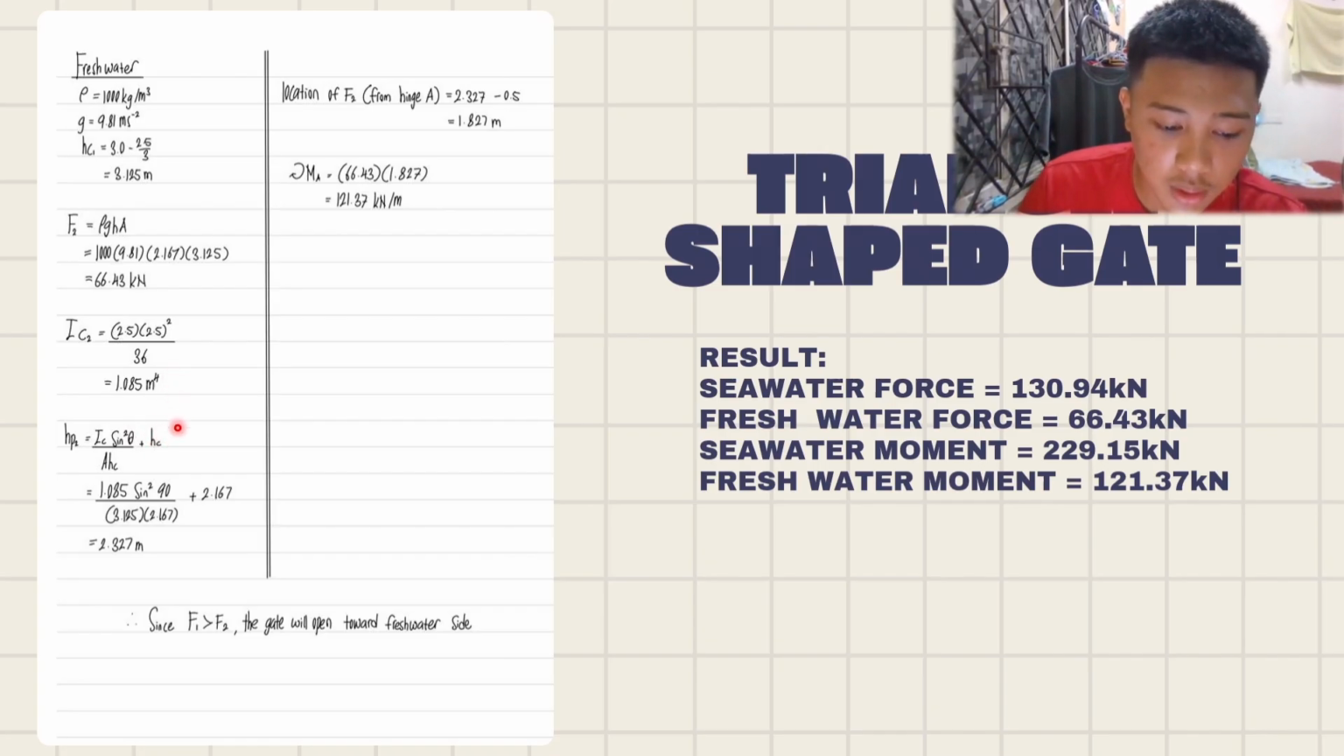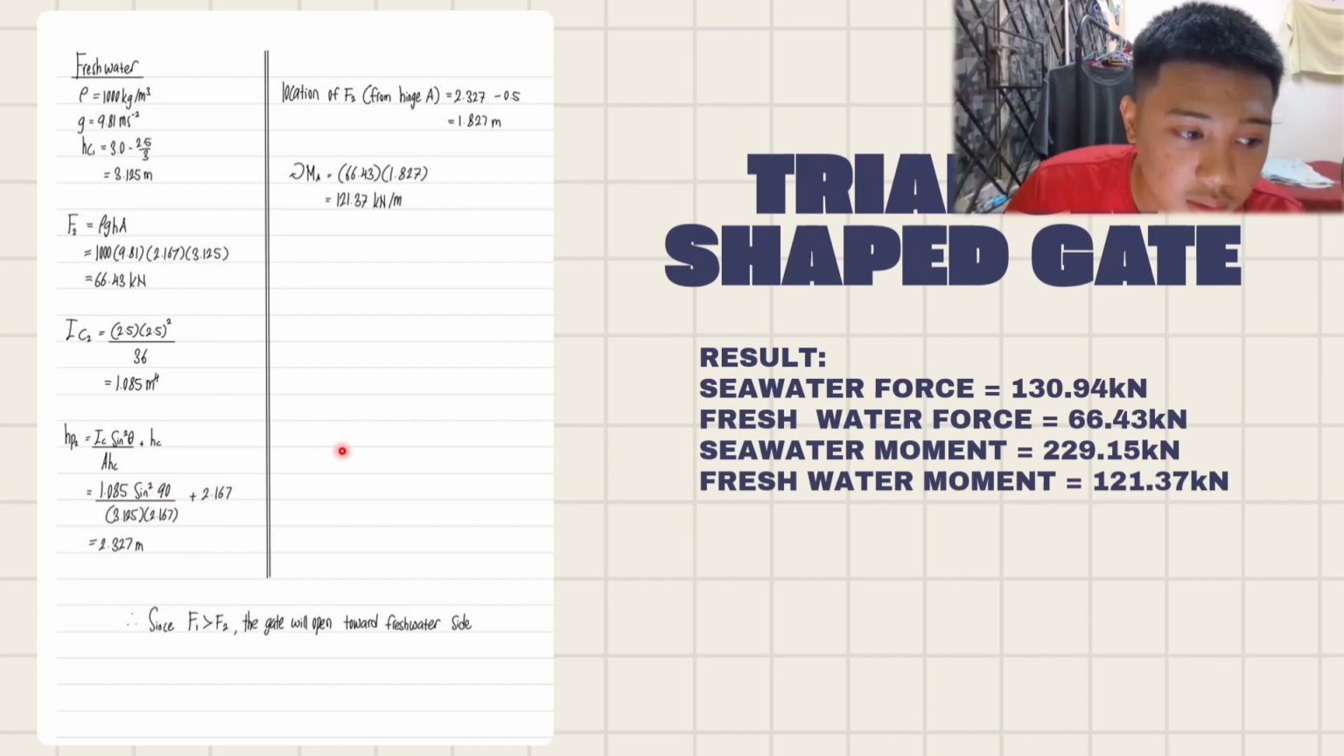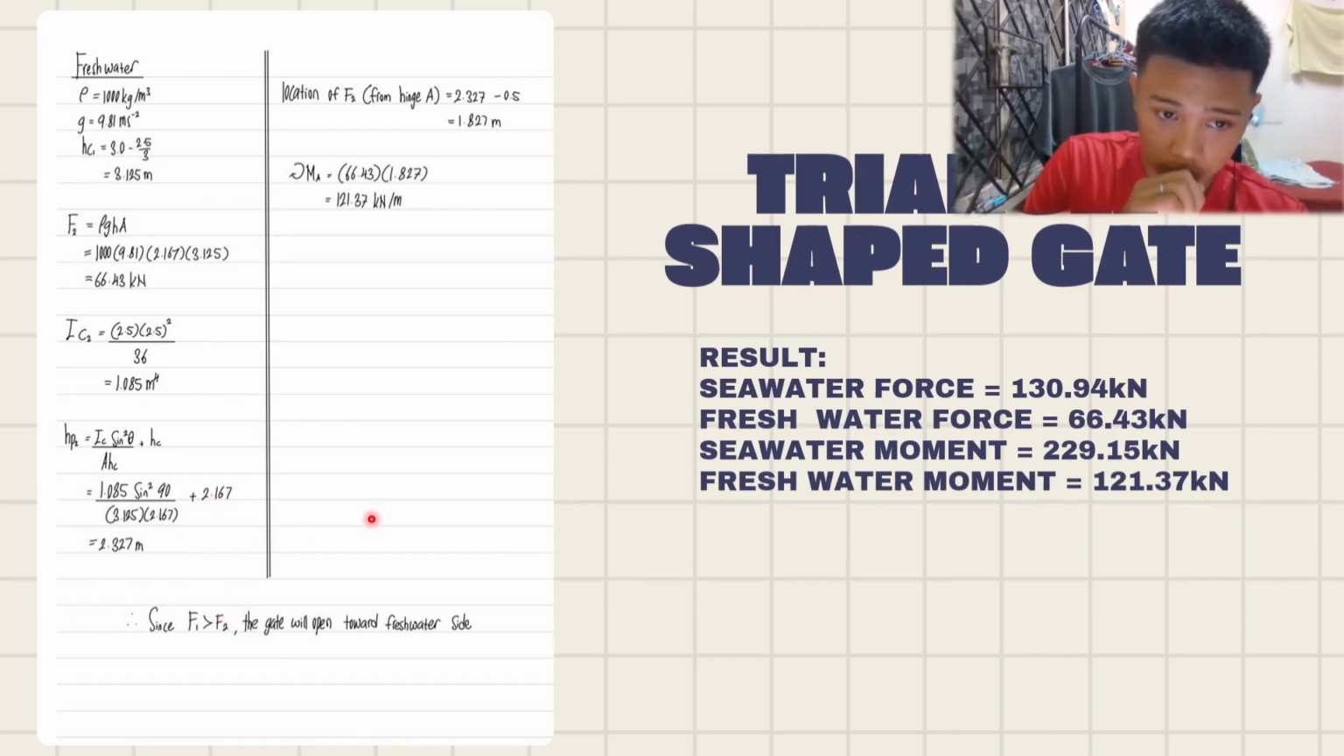Next HP, same as before. We use the same formula, HP, the center of pressure. We plug in all the values, IC sine square theta over AHC plus HC, and we got 2.327 meter for HP1 and HP2. And the next, the location of F2, we use the same formula, and then we got 1.827 meter.